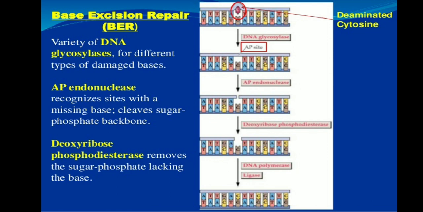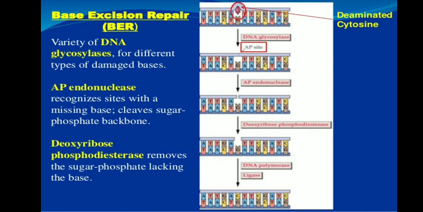In the base excision repair, an enzyme called DNA glycosylase recognizes the damaged bases and breaks the glycosidic linkage between the sugar and the damaged base. This leaves an apurinic or apyrimidinic site, called an AP site, which is a sugar without the base. This site is then recognized by the AP endonucleases, which cleave the phosphodiester bonds on the 5' side of the AP site.